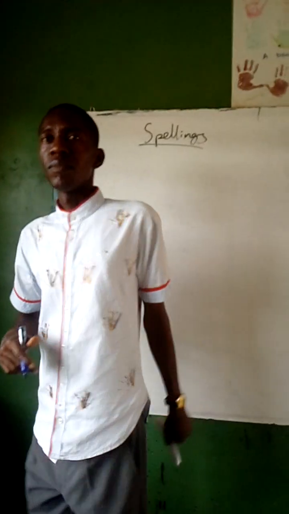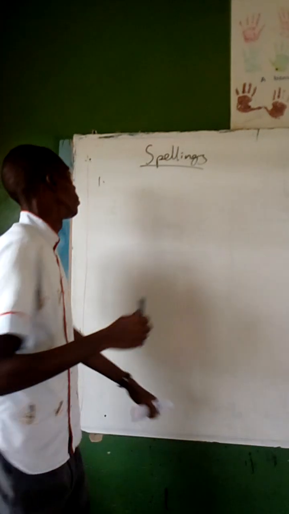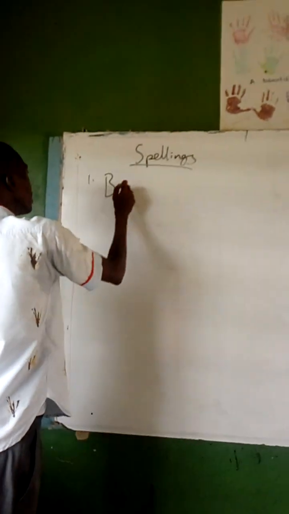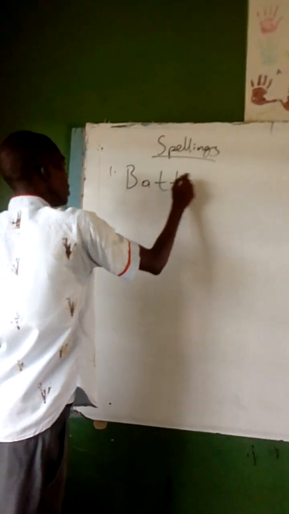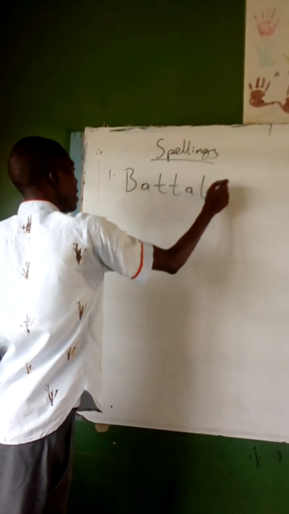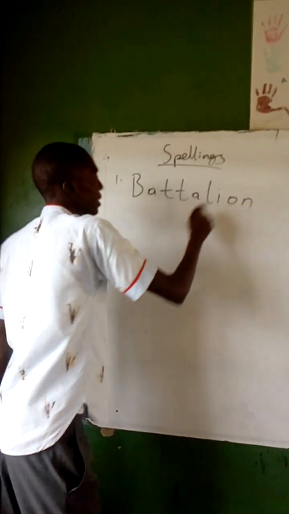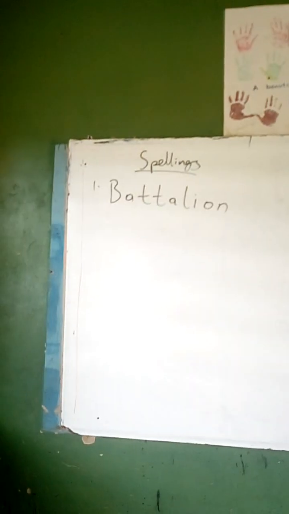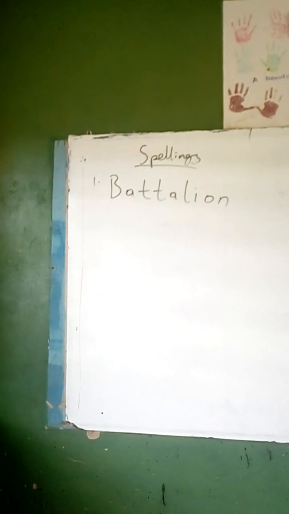The first word I'm introducing this morning is battalion. Spell battalion. B-A-T-A. No, battalion is B-A-T-T-A-L-I-O-N. Battalion. B-A-T-T-A-L-I-O-N. Battalion.